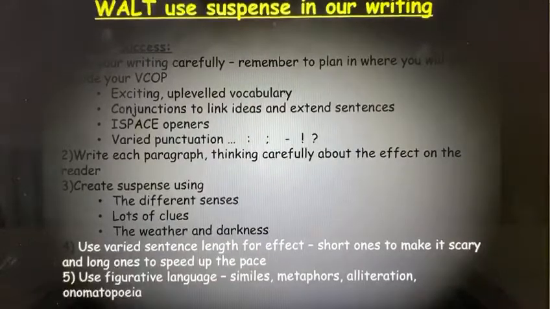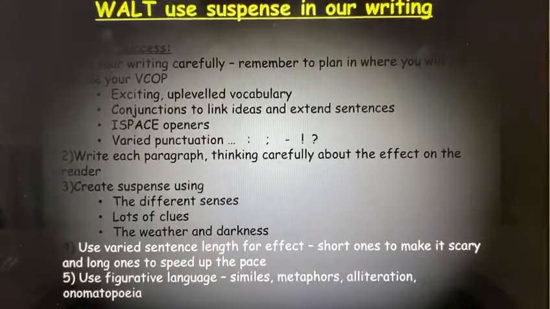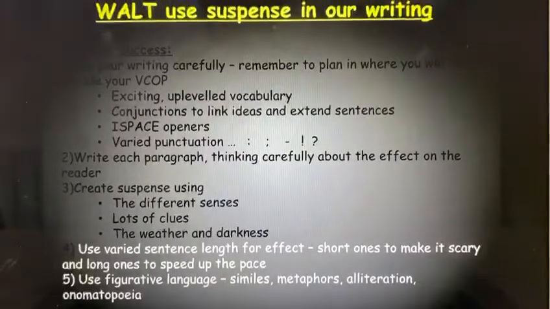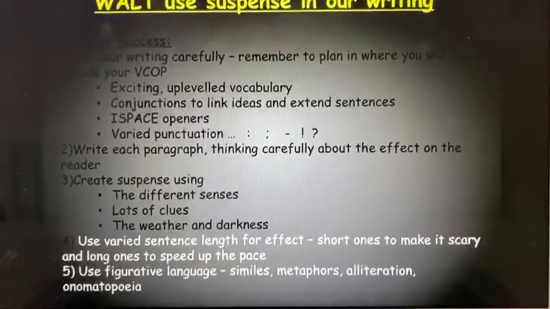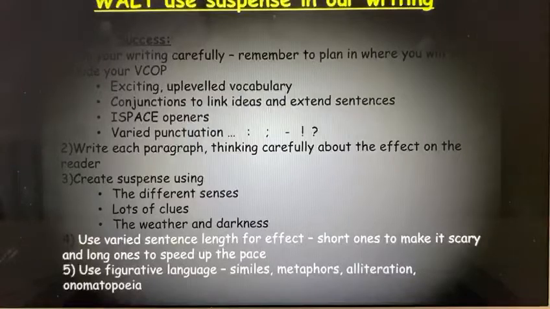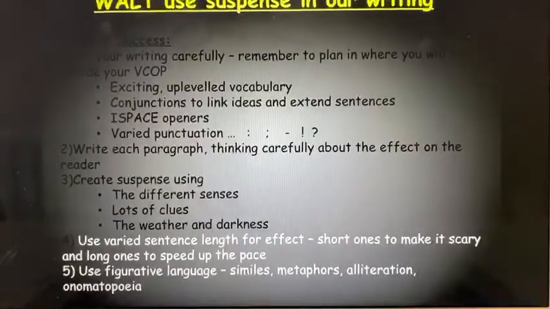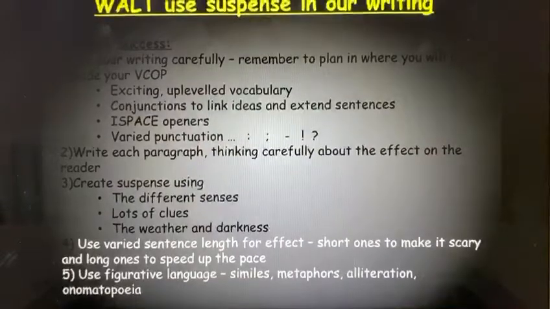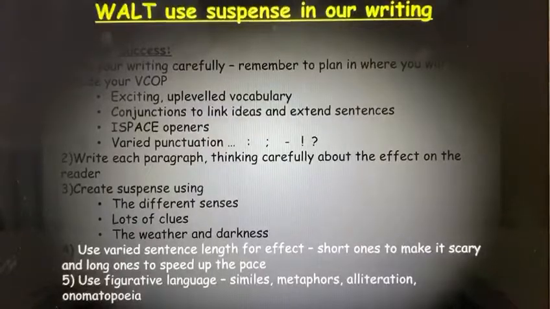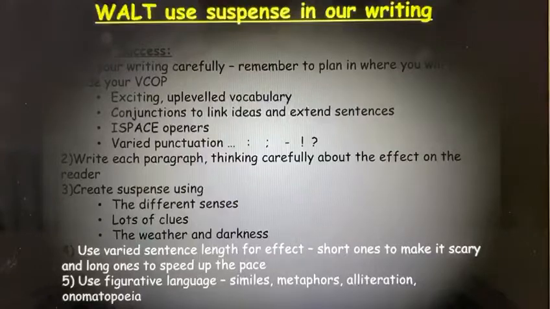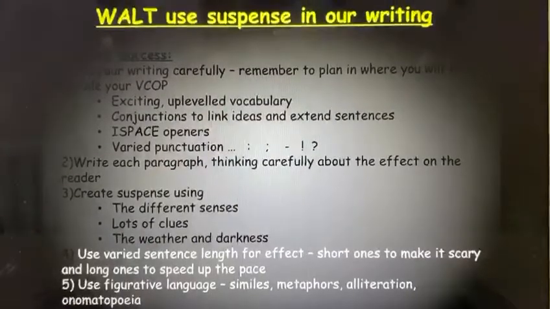Write each paragraph thinking carefully about the effect on the reader. Create the suspense using the different senses, lots of clues, the weather, the darkness. Use varied sentence length for effect, short ones to make it scary, long ones to speed up the pace. And try to include the figurative language, similes, metaphors, alliteration, onomatopoeia. Again, really try and challenge yourself. Use different things that you've seen in films, you've read in books. Maybe you've just gathered some ideas from the internet. Use your imagination to help you.